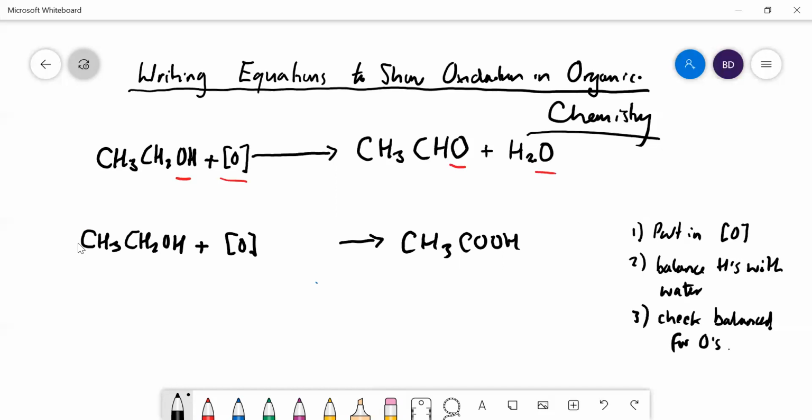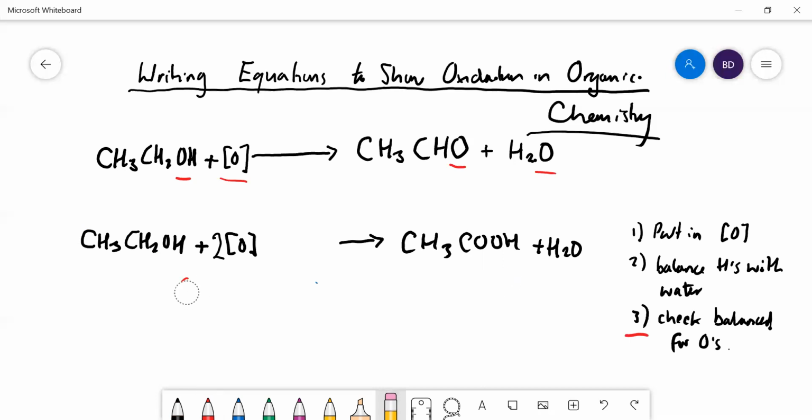And then balance the hydrogens. We've got 6 hydrogens on the left and only 4 on the right, so we need an H2O there. The third thing to do is check the balance of the oxygens. We have got 3 oxygens on this side, but we've only got 2 on that side, so I need to put a 2 in front of the oxidizing agent oxygen there. Okay, so that is how you do it.